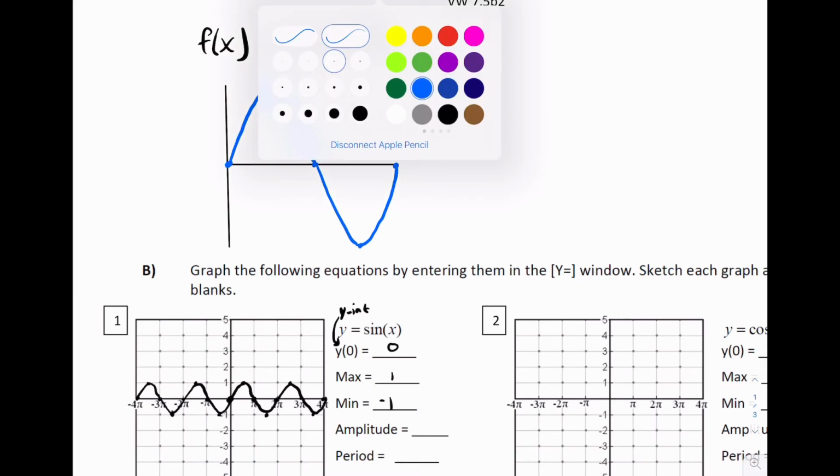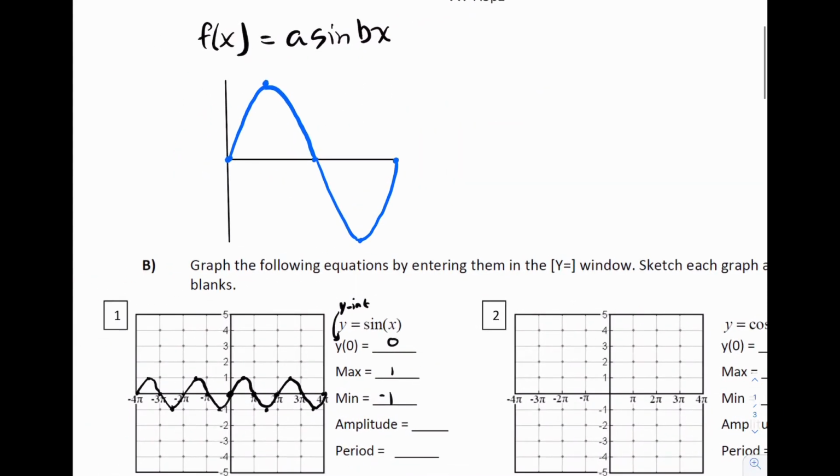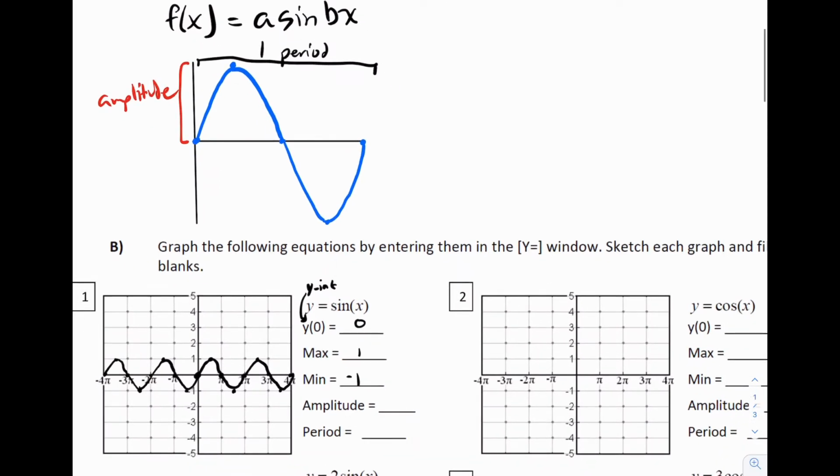Now the amplitude is going to be right here. Think of it as like the height of the wave, amplitude. And then the period is going to be right here. That's 1 period. So in short, think of the amplitude as, again, like the middle to the top or middle to the bottom. And some people say height of the wave.